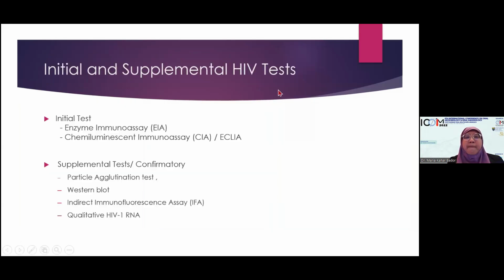The initial test that we used on the old platform was enzyme immunoassay, which has then graduated to become more advanced, using chemiluminescent or electrochemiluminescent as we use now. We also have supplemental confirmatory tests. For those of you who remember, we used to do particle agglutination tests, Western blot, and other tests as well.